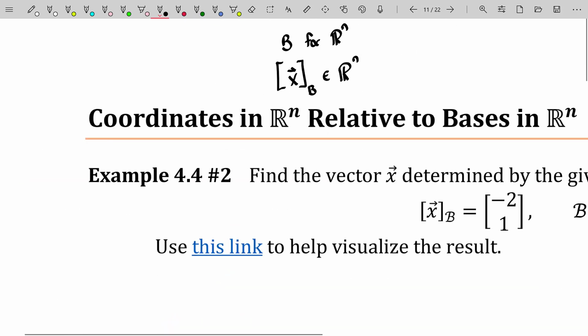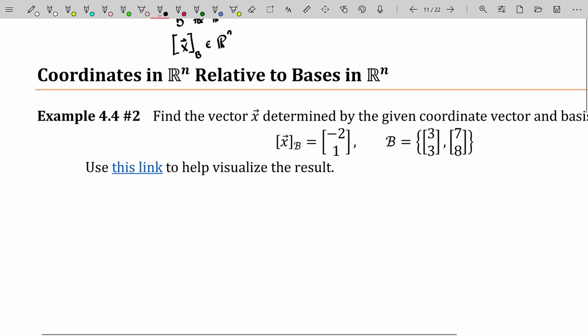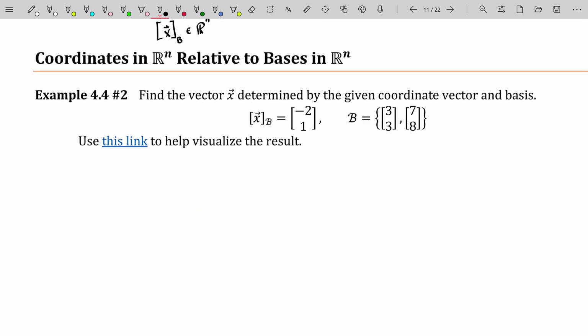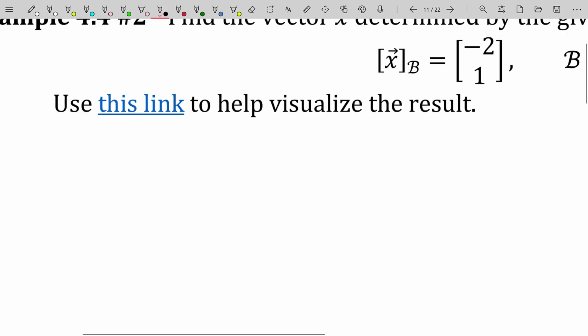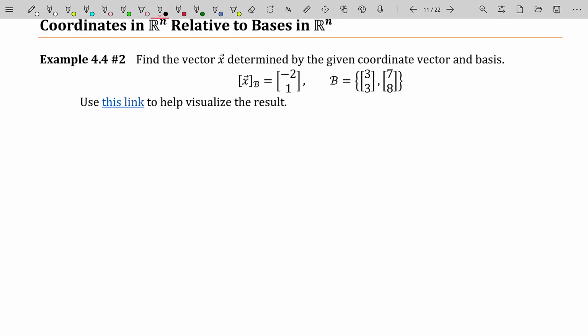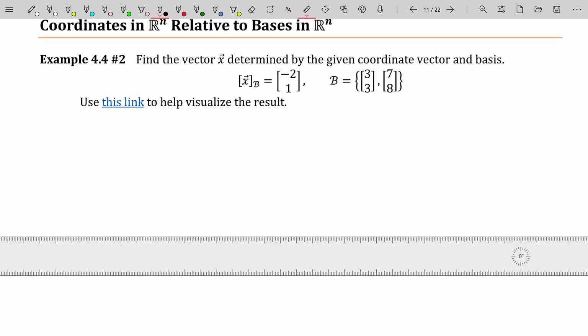Again, let's shore this up with a visual. Find the vector x determined by the given coordinate vector and basis. And then I have a link to a little Desmos app that showcases this, but I'd prefer to do most of this by hand.